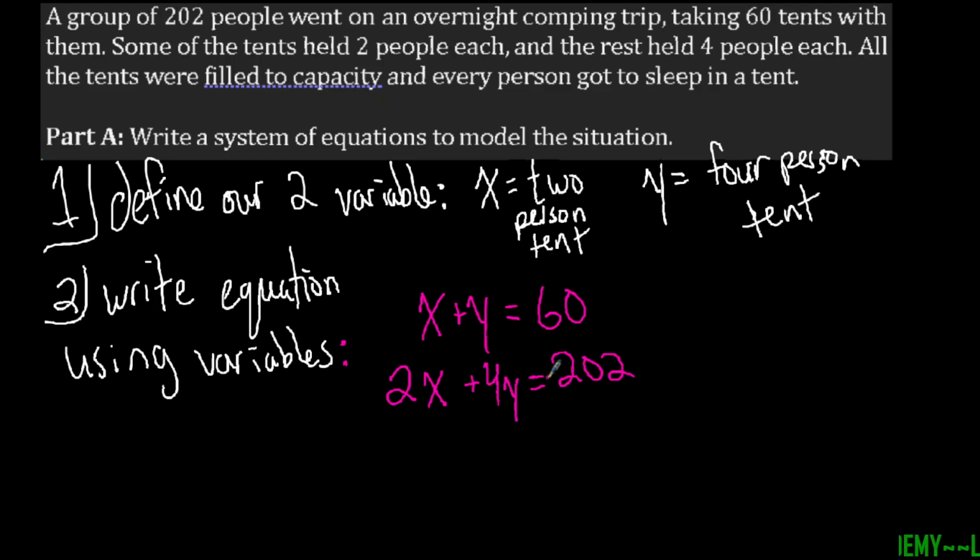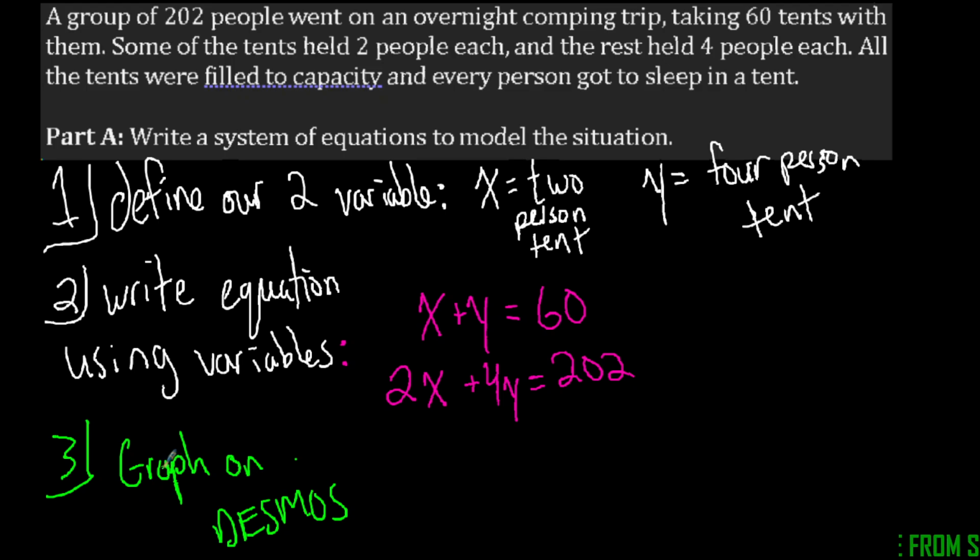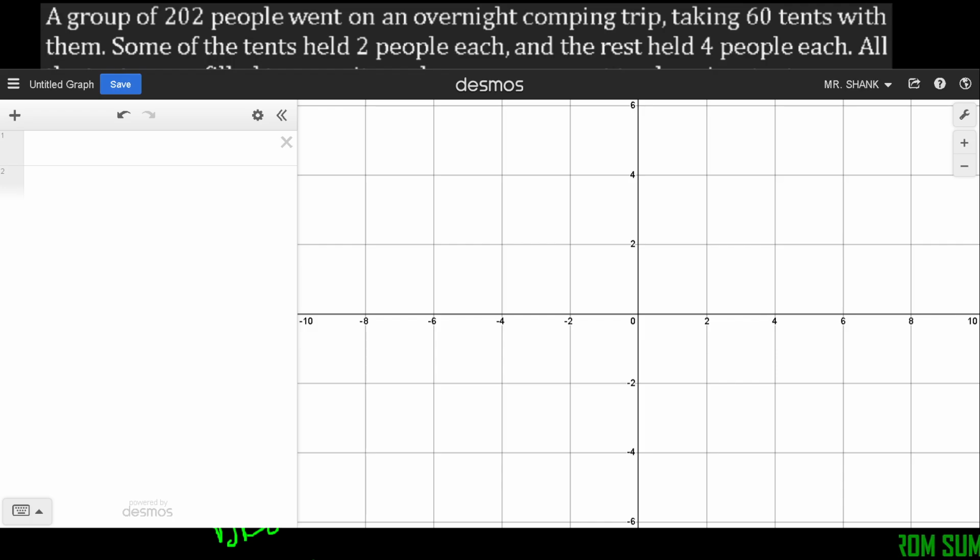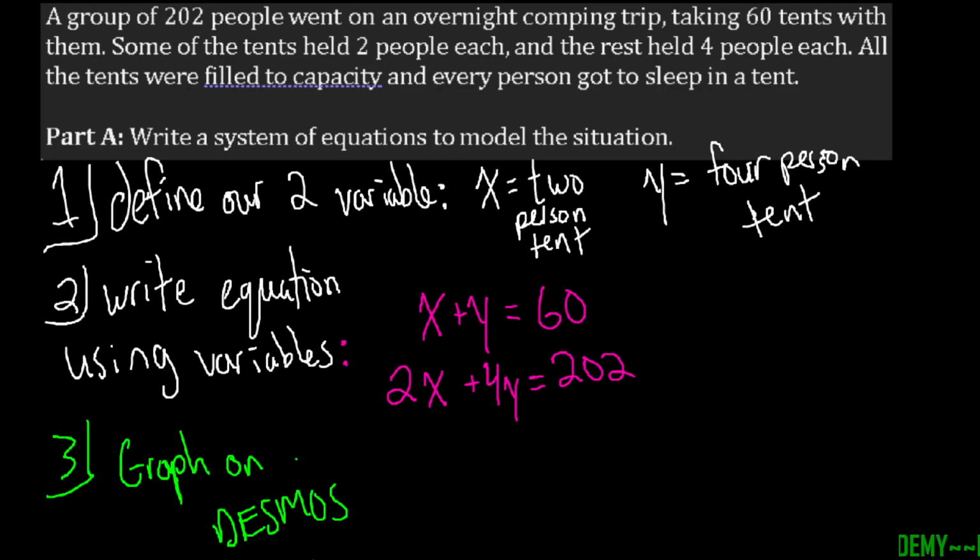So what we're going to do is I'm going to say step 3 is graph on Desmos, because that's our favorite thing to do, because that way it's a little bit easier to see. So what I'm going to do is pull up our picture. And let me actually back up here a second. If we look at our problem, let me go to the next part.